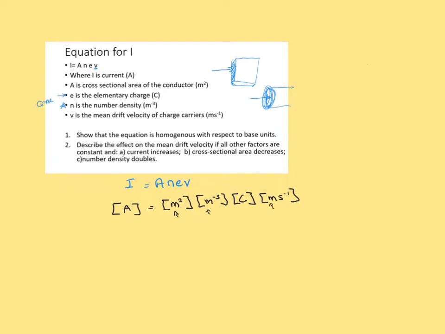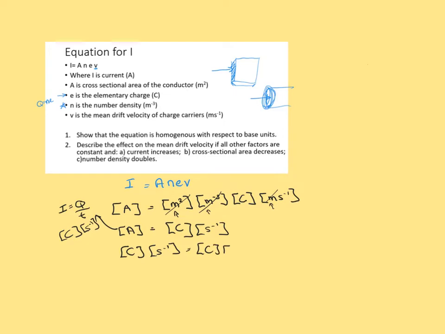Now meters squared times meters is meters cubed, which cancels out with m to the minus 3. So I end with amperes is equal to coulombs per second. We also know that current is Q over t, which means coulombs per second. So that means coulombs per second is equal to coulombs per second. And here I just proved that both sides match.